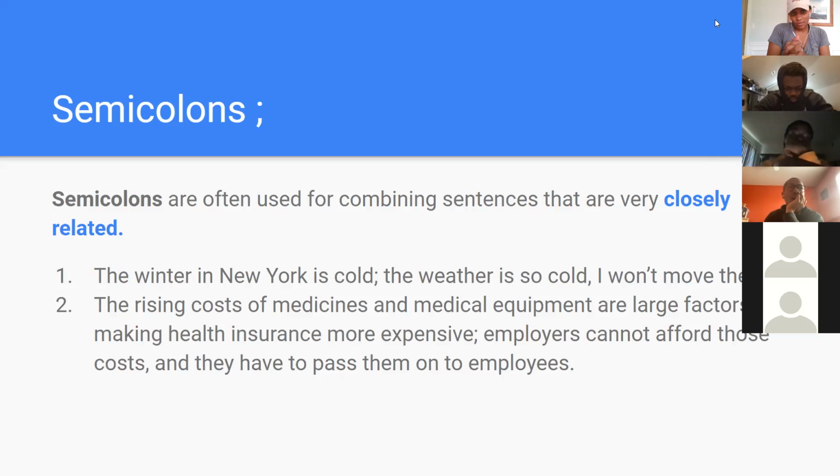If you are ever confused how to use a semicolon, number one, ask yourself, are these sentences closely related? Do they talk about similar things? Do they add on to each other? And then number two, ask yourself, can I put a period there? If you can't put a period there, you shouldn't have a semicolon. Cool.